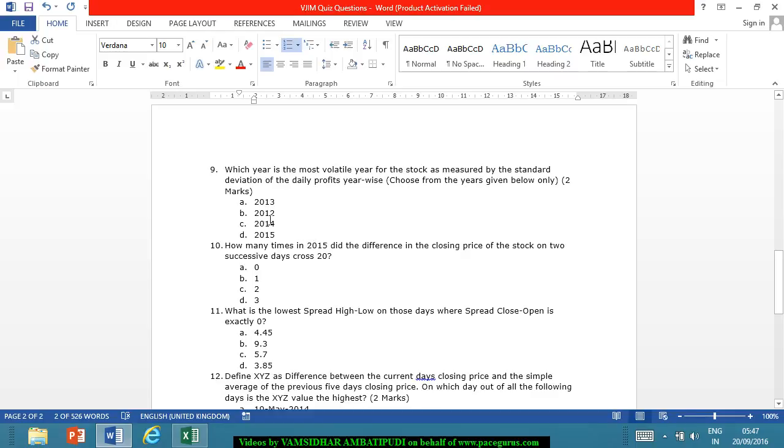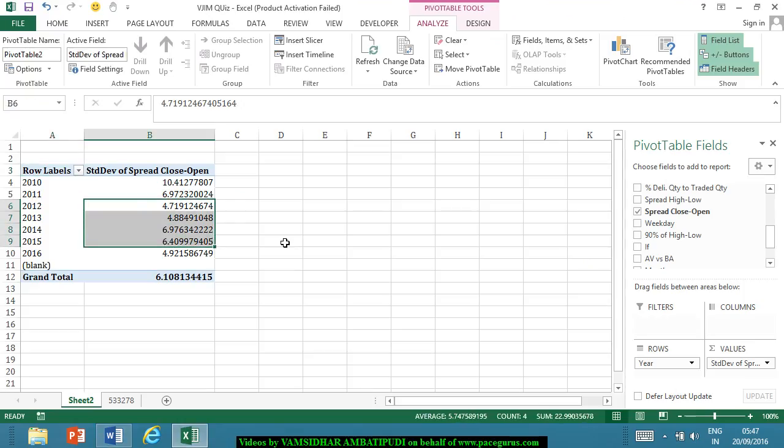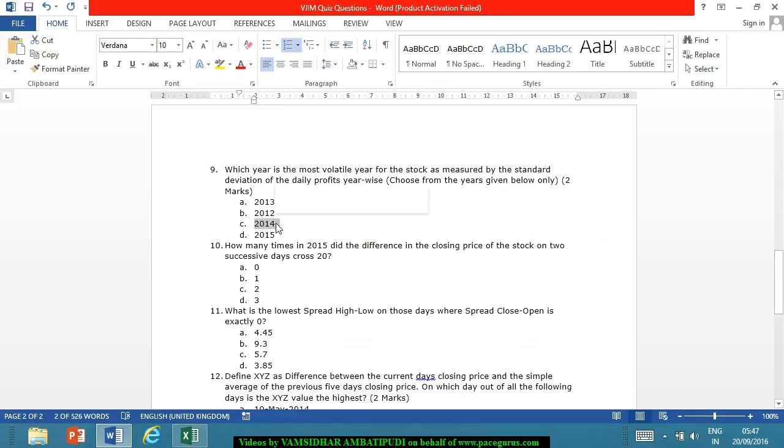But my question is, out of these years, which year is the most volatile year? Most volatile is the year that is having highest standard deviation. So if I see between 12, 13, 14, 15, these are the 4 years. It looks like 14 is having very high standard deviation, so more volatile. So my option will go for 2014.